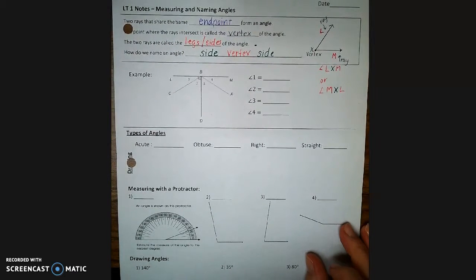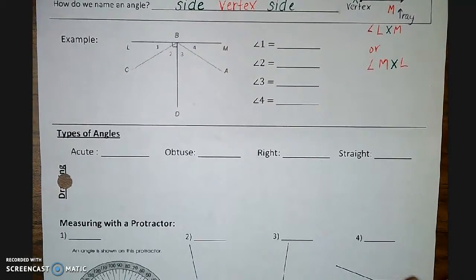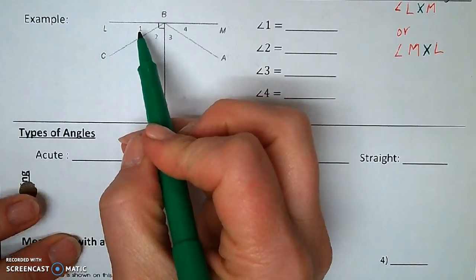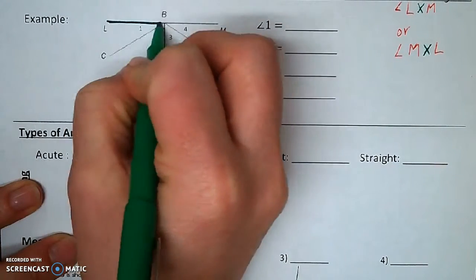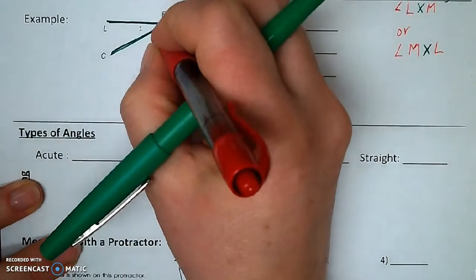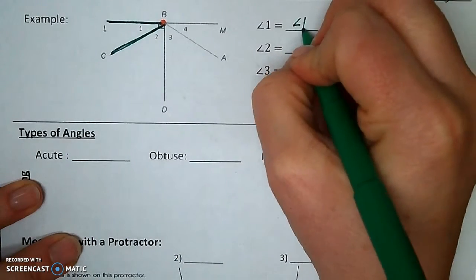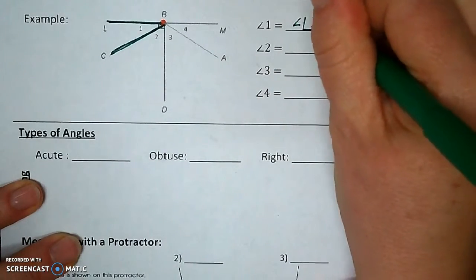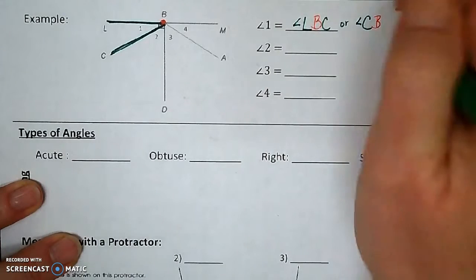So if we see if I can zoom in here correctly and take a look at this example right here. We already have this labeled as angle 1. We're going to give it another name. So it is made up of side L and side C, and in the middle between them, our vertex is B. So we would call this angle L, B, C, or I could reverse that and call it angle C, B, L.